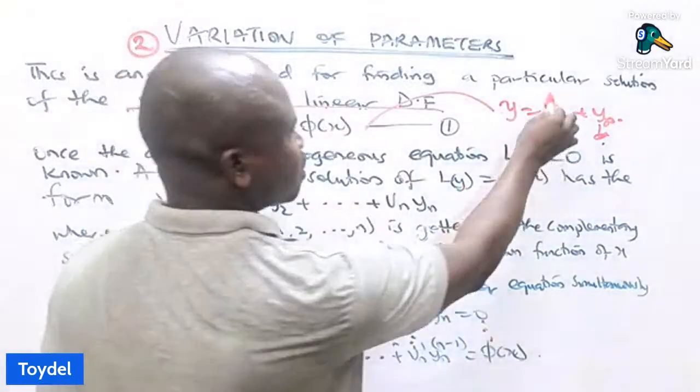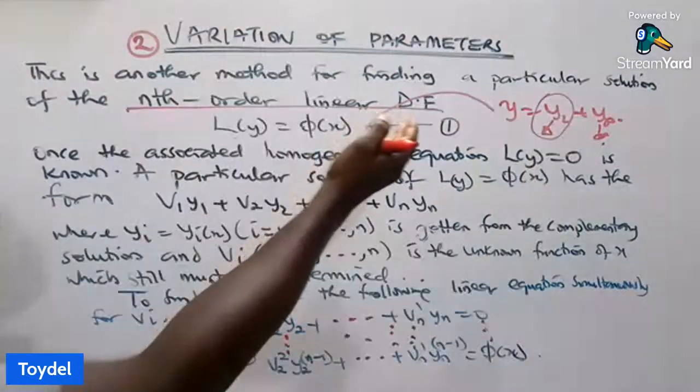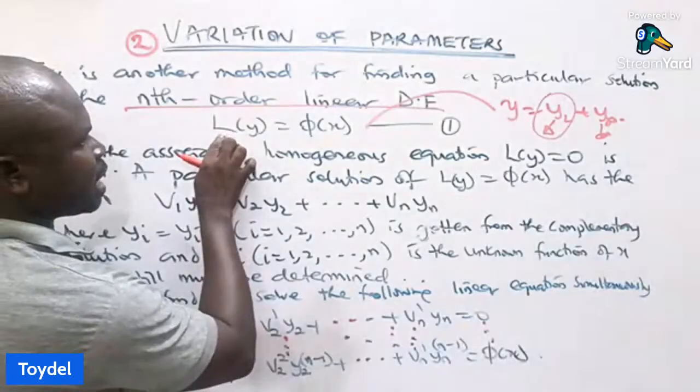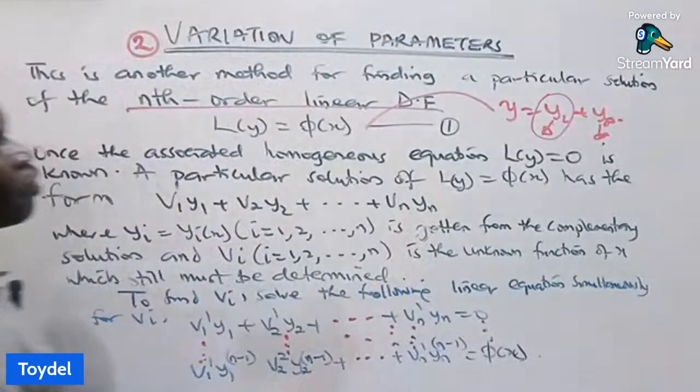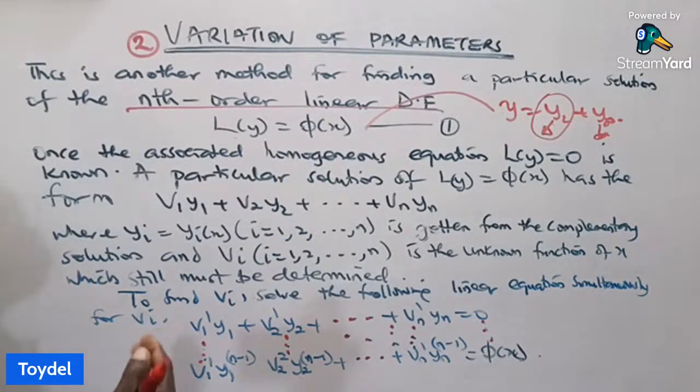So once we know the value of this yc, the complementary solution, we will be left with the particular solution. When we equate L of y to be equal to 0, we'll be able to get the complementary solution. Once we know the complementary solution, and we are required to find a particular solution, there are two methods that we can use. We can use the first method that we have discussed in the past video, the method of undetermined coefficients, or we use variation of parameters. So today we want to concentrate on variation of parameters. How do we apply variation of parameters?